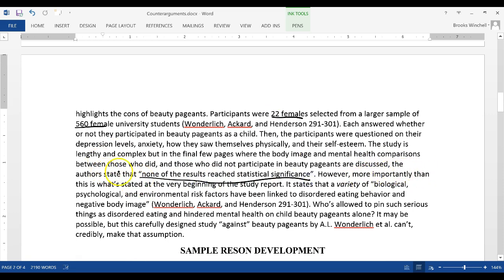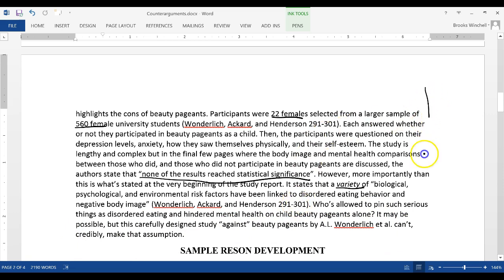However, more importantly, at the very beginning of the report, it states that a variety of biological, psychological, and environmental risk factors have been linked to disordered eating and negative body image. Who's allowed to pin such serious allegations as disordered eating and hindered mental health on child beauty pageants alone? It may be possible, but this carefully designed study against beauty pageants by A.L. Wunderlich can't credibly make that assumption.